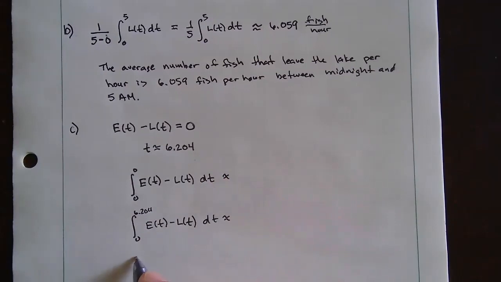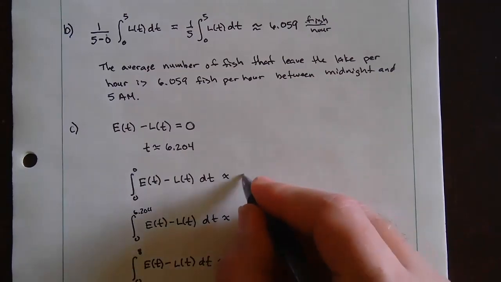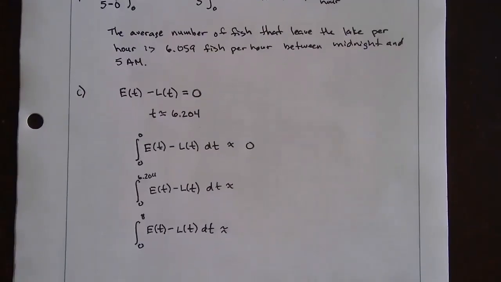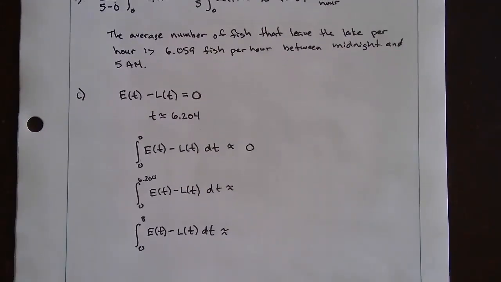And then we also want to integrate from 0 to 8 of E of t minus L of t dt, right? The integral from 0 to 0 is simply 0, so we don't need to put that one in our calculator, but we need to put these two in our calculator. Then we're just going to look at which one's the biggest. So let's go back to our calculator and enter these integrals to see which one is the largest.